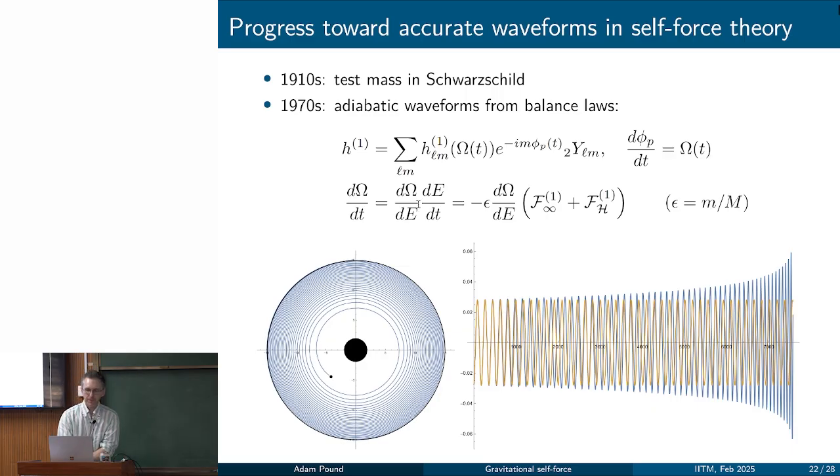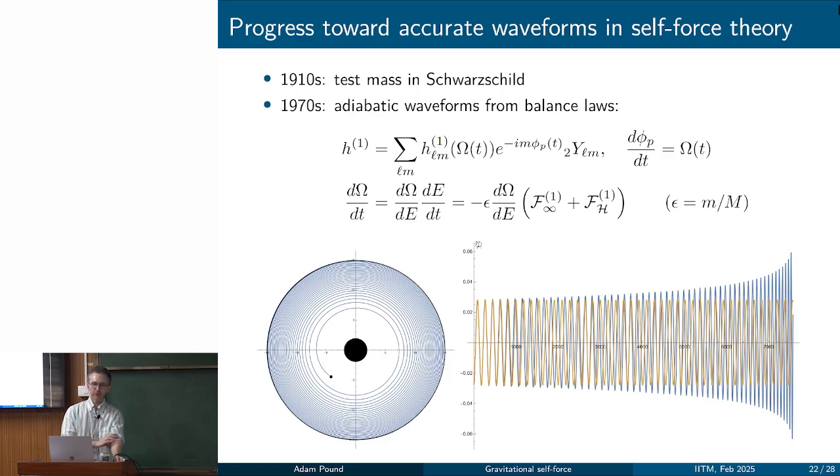Then dE/dt is equal to, by energy balance, the emitted gravitational wave energy. So the energy that's emitted out to infinity, curly F infinity here, plus the energy that actually falls into the big black hole. So the sum of those two fluxes, we call them, is equal to the rate of change of the orbital energy. This is only true at leading order.